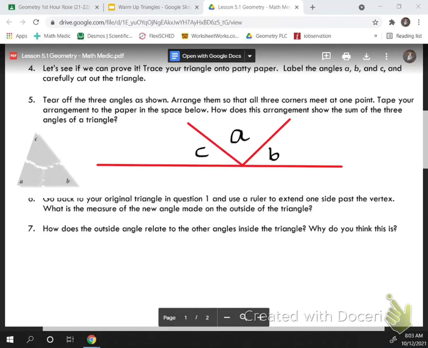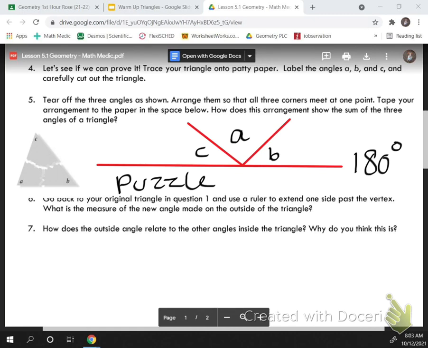So all the angles in a triangle add up to how many degrees? 180. And you can see that because if we rip them all off, which we did, and we put them all together like a puzzle, they add to 180. They make a line.